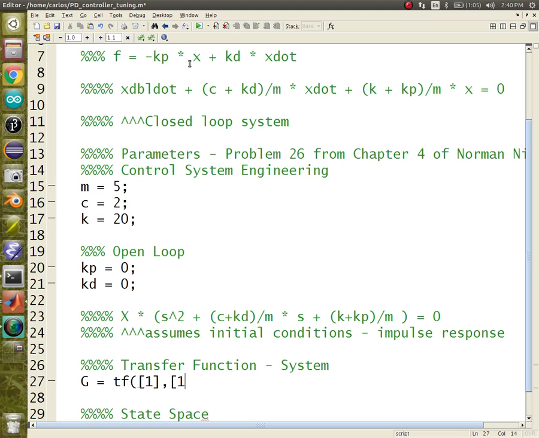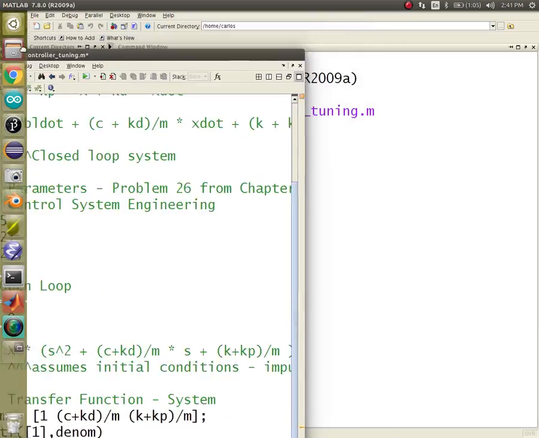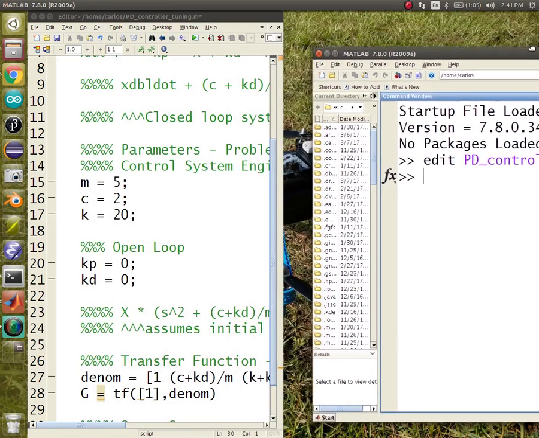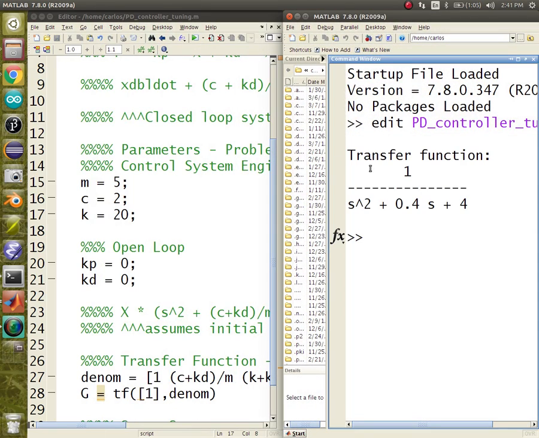So then my coefficients are just 1, c plus kd over m, and then k plus kp over m. And I'm actually going to call this variable the denom. And I'm going to put denom in here. And so I'm going to move this to this side and this to this side. And I'm going to go ahead and just run this. And so here's our transfer function, 1 over s squared plus 0.4 s plus 4.